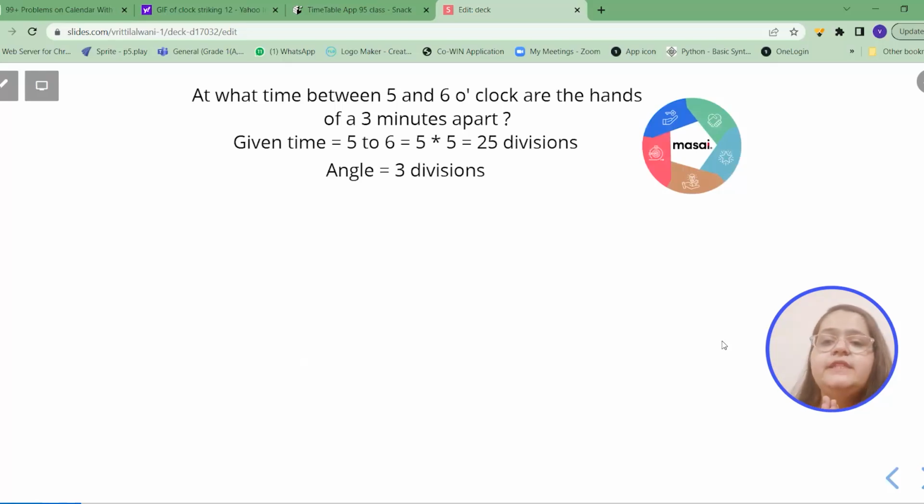So given time is 5 to 6, that is again 5 into 5, that is 25 divisions, and angle would be 3 divisions. So there are 2 times. One would be 25 plus 3. Other would be 25 minus 3. So here we have to calculate both.